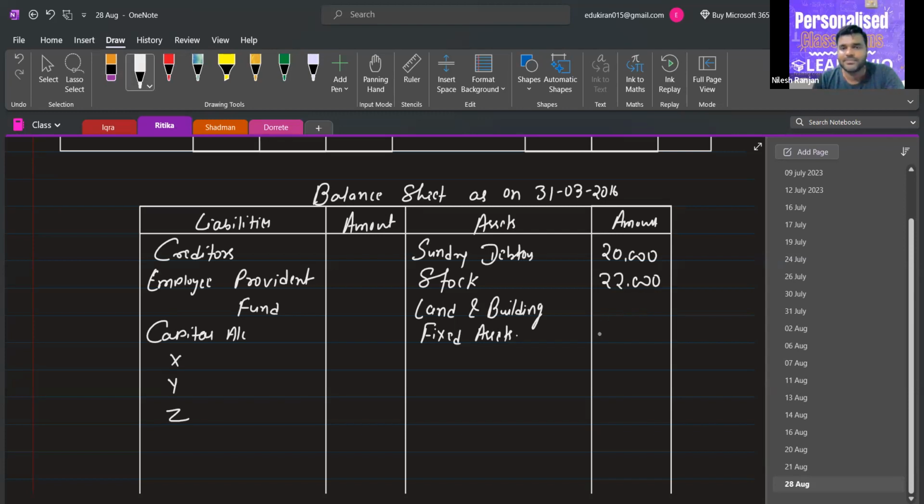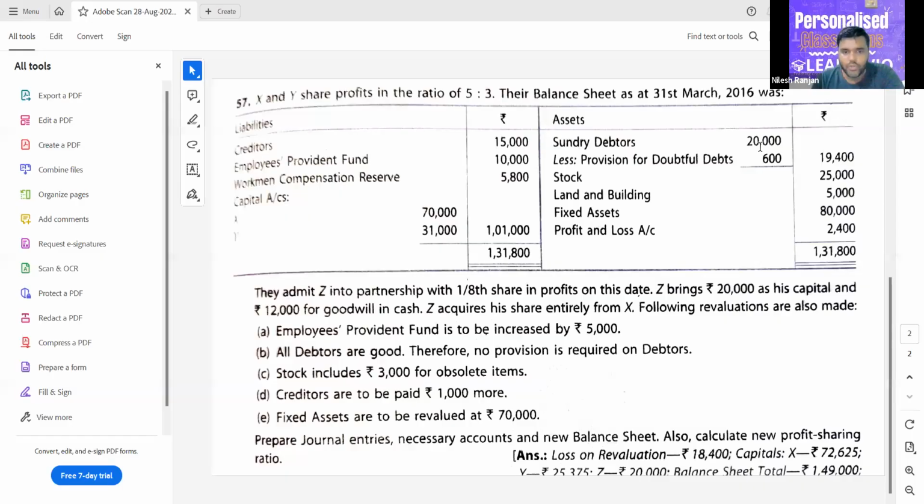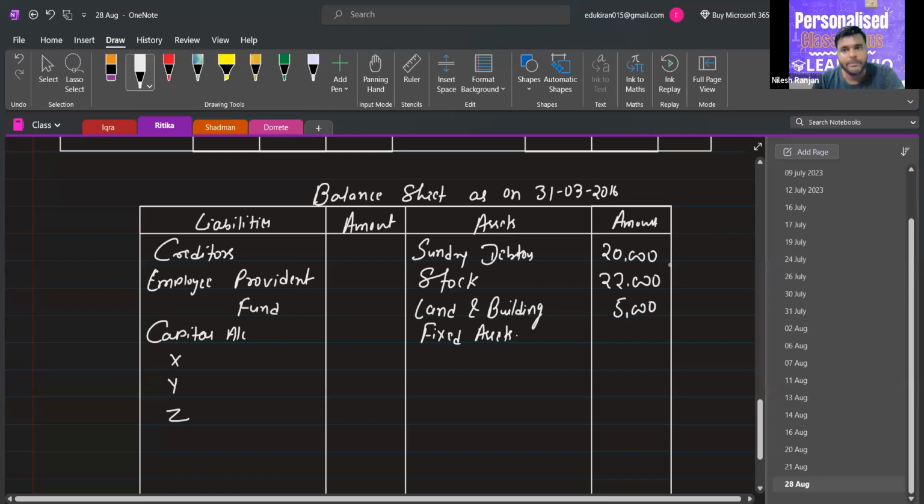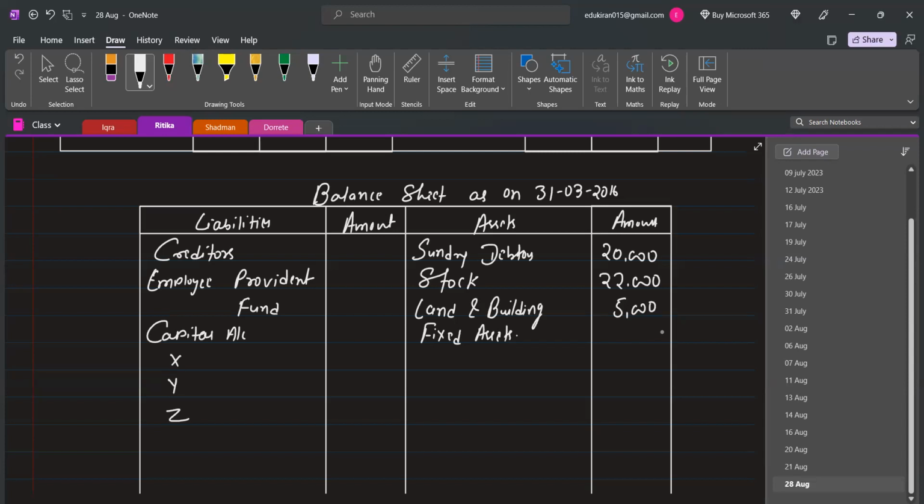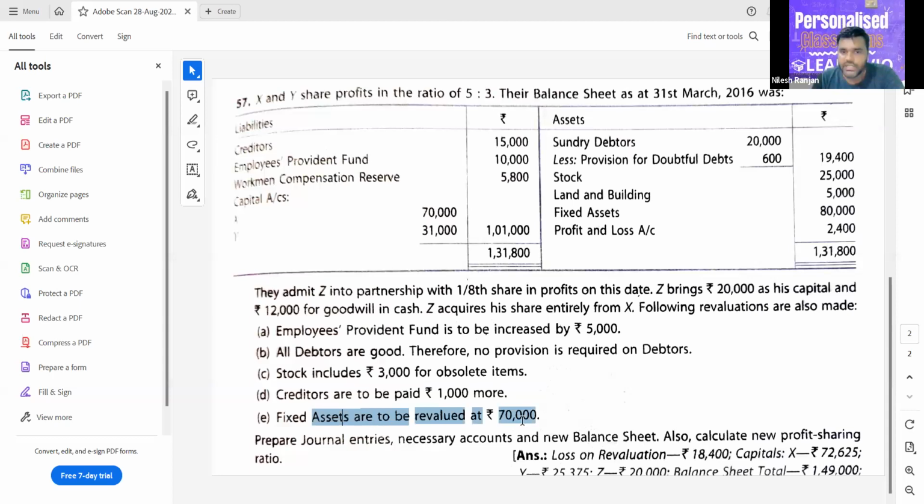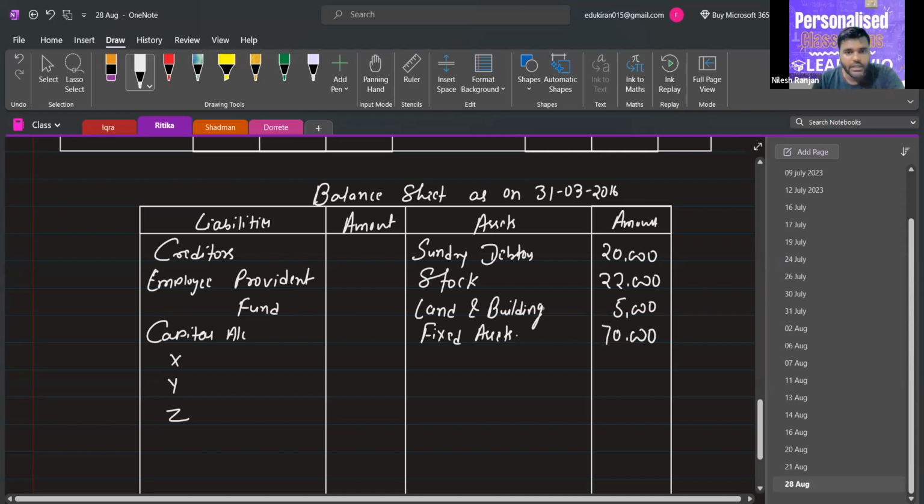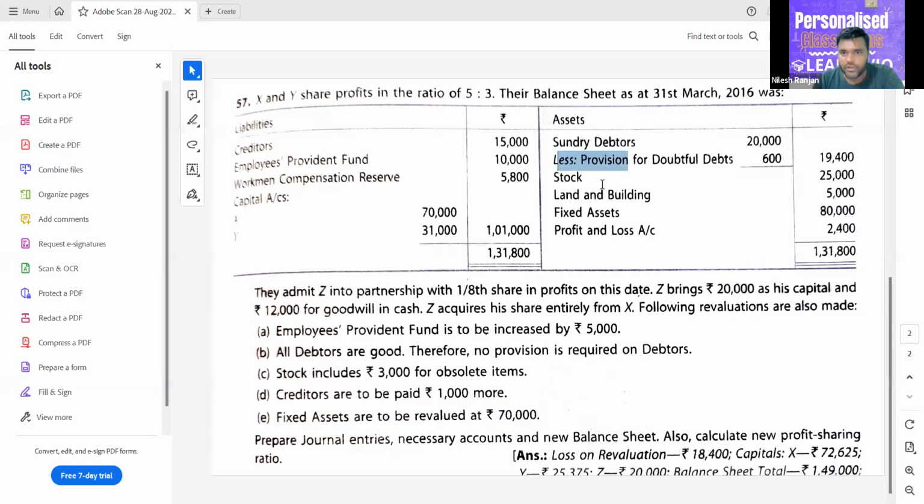Land and building: there is no adjustment required, so we will show land and building, that is 5,000, at its book value. Fixed assets are to be revalued at 70,000. So 70,000. Done for the asset side. Only stock, land and building, fixed assets, and sundry debtors are done.